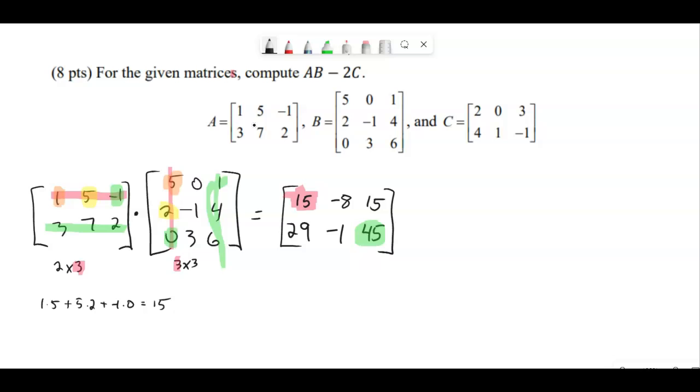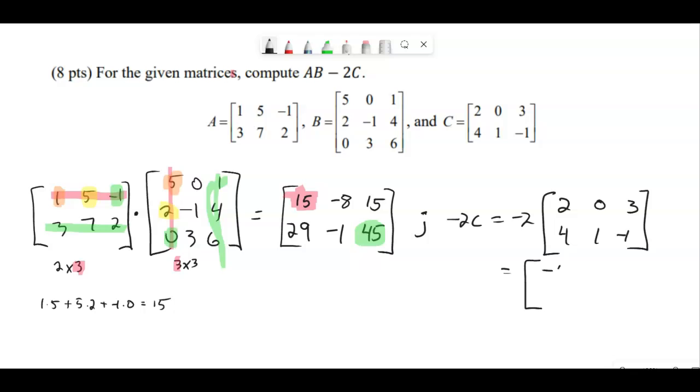Now we can do minus 2C. And then we'll have all the players for our game. Minus 2C, you distribute the negative 2 through all 6 in this matrix and get negative 4, 0, negative 6, negative 8, negative 2, 2. All right, so now we can do AB minus 2C.